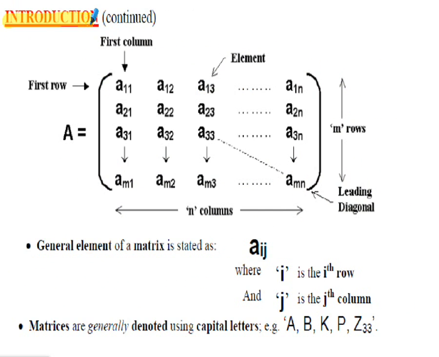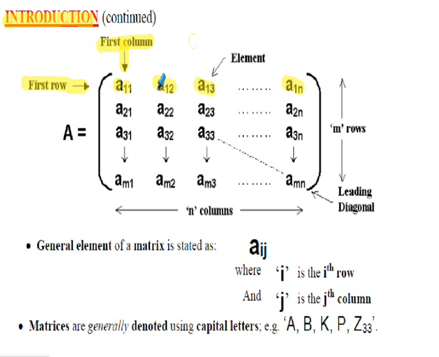Introduction continued. So in the diagram below, we have the first row and first column shown, and the first element there is denoted as A11. So A11, first row, first column. Next we have the element A12 denoting the first row, second column. Next A13 denoting the first row, third column, up to the A1n, the first row, nth column.